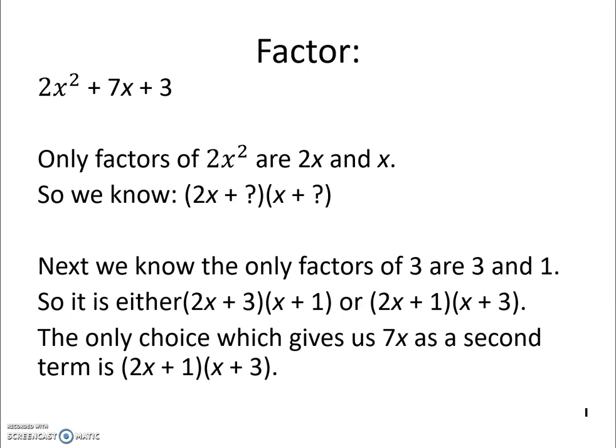Next, we know the only factors of 3 are 3 and 1. So it is either 2x plus 3 times x plus 1, or 2x plus 1 times x plus 3. The only choice which will give us 7x as a second term is 2x plus 1 times x plus 3.